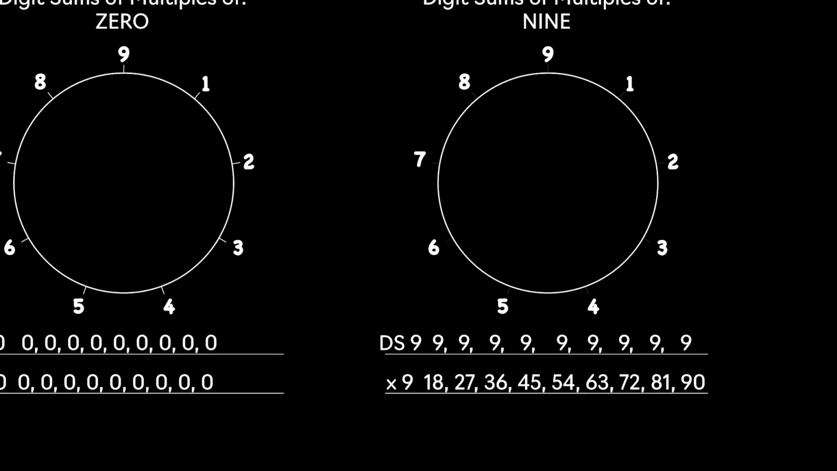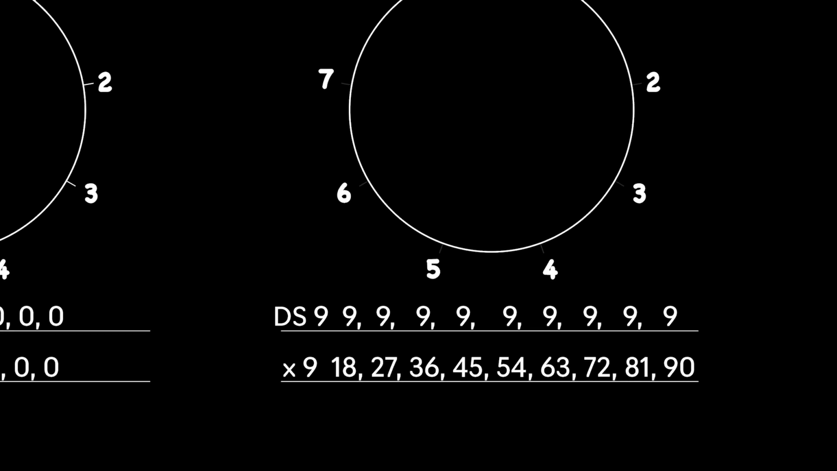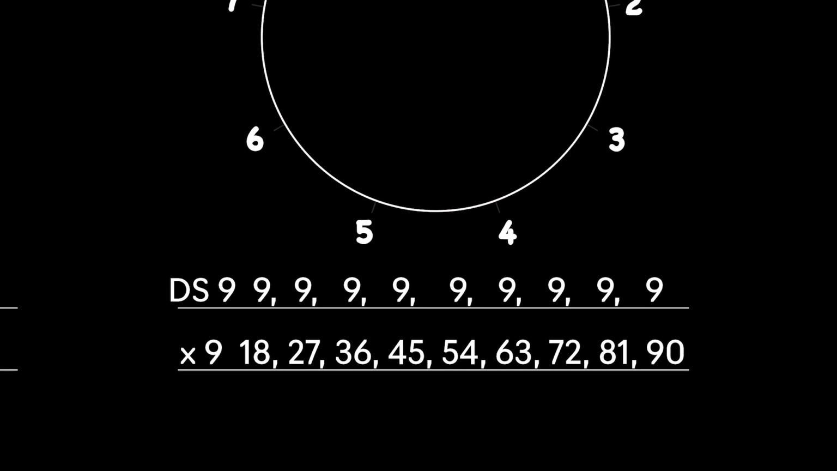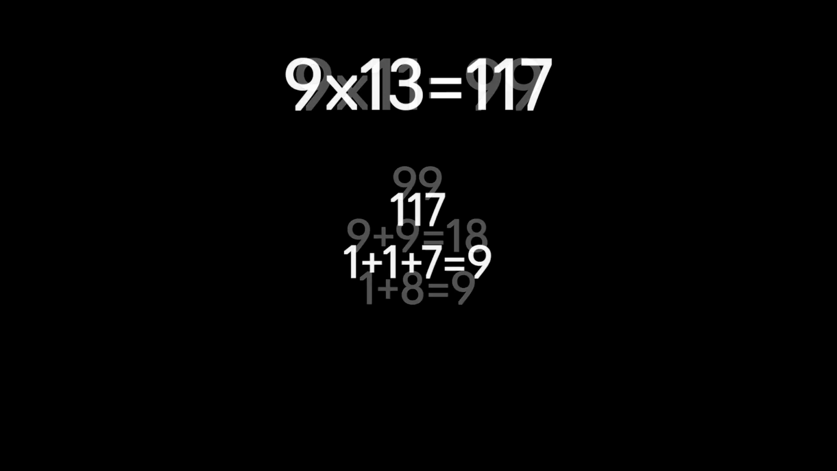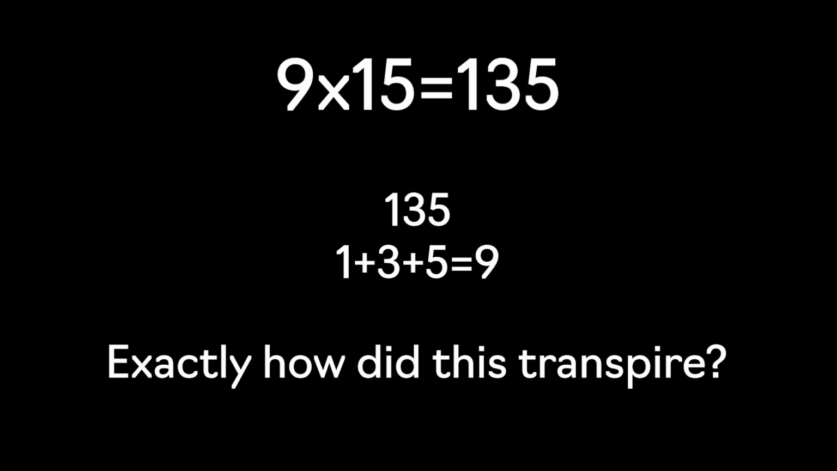No way. So every single time we multiply by number 9, the digit sums are all the same? You mean that every single one amounts to the exact same sum, which also is the multiplier? Exactly how did this transpire?